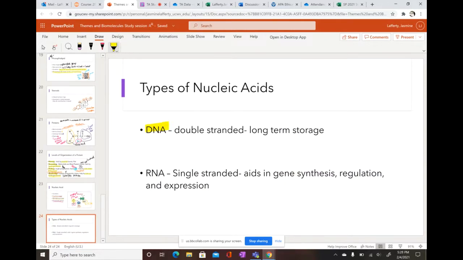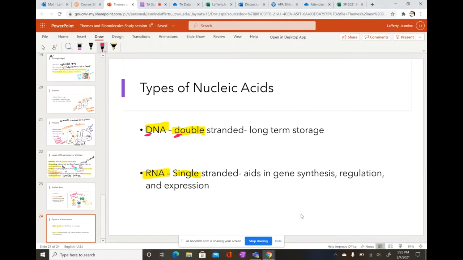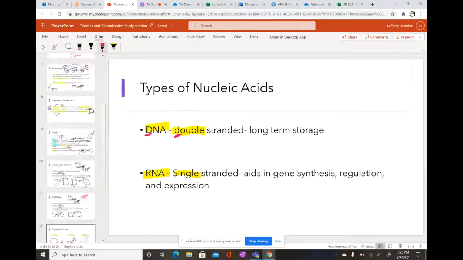We have DNA, which is double-stranded. You do need to know DNA is double-stranded, so just remember the 2 Ds. DNA is double, and it is long-term storage, and RNA is single-stranded, so it's just the opposite. And this actually goes out and does stuff. So I don't want to get too much into the different types. She'll definitely talk about that more in class tomorrow, but I did want to introduce it to you all. Okay? All right, so that's all I have.